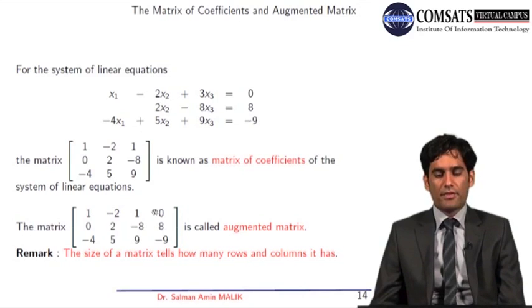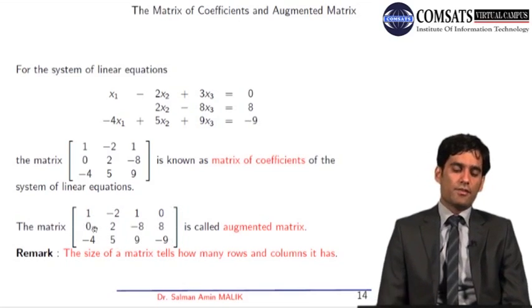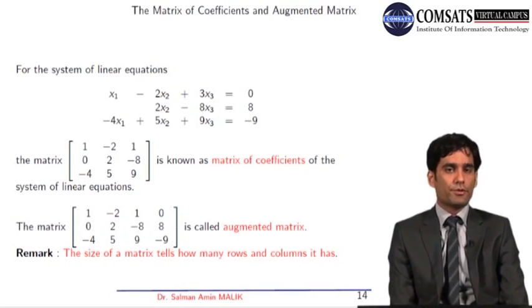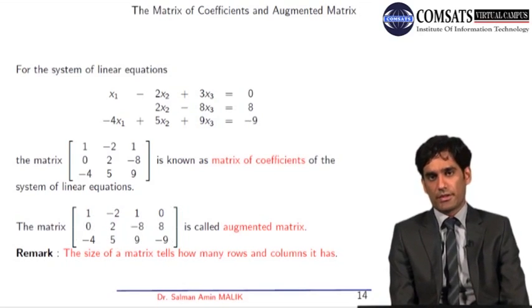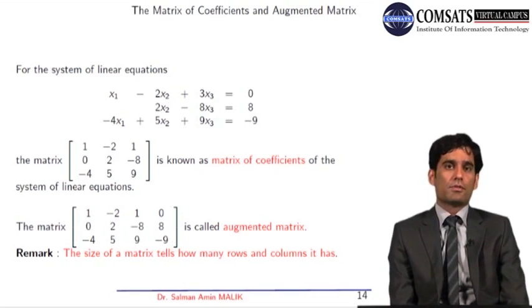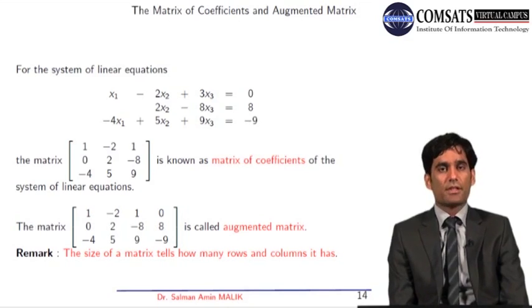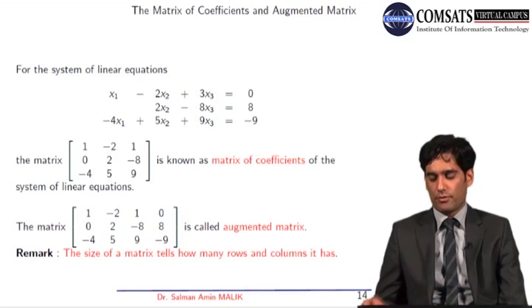And the augmented matrix is just the matrix of coefficients with the right hand side added as a column, and we have this augmented matrix. The size of a matrix, whether coefficient matrix or augmented matrix, tells us about the system of linear equations, that is, how many variables there are and how many equations we have.